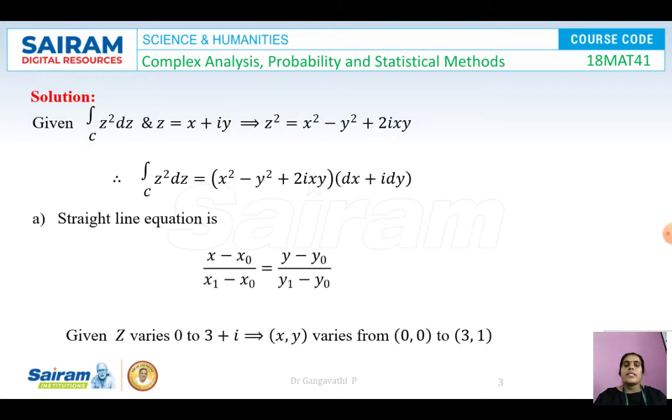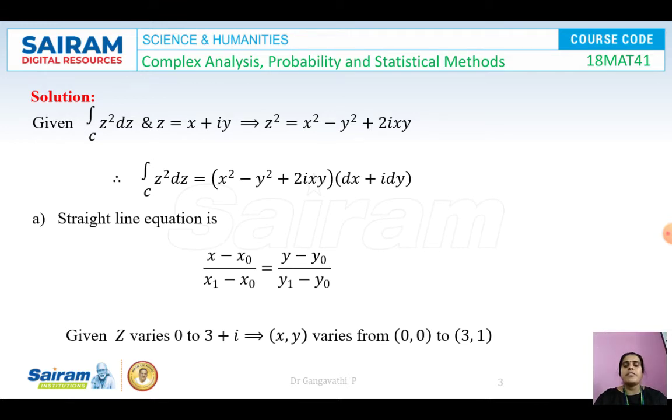So here let us start finding the solution for it. Consider the given integral, integral over C of z square dz. We know that wherever we come across z in the complex part, z is x plus iy, and z square will be equal to x square minus y square plus 2i xy. So z square is x plus iy the whole square, and on expanding it using (a plus b) whole square, and i square equal to minus 1, we get this. Therefore integral over C of z square dz can be written as x square minus y square plus 2i xy into dz, which is dx plus i dy.